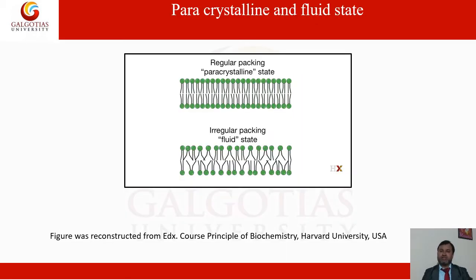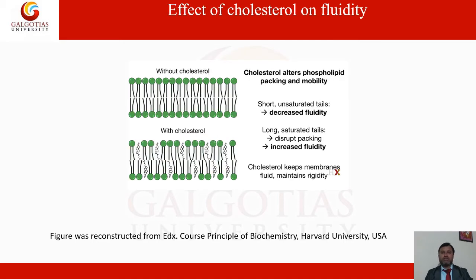So here we can see the upper structure, which is showing the paracrystalline state, when all the lipid bilayer, all the lipid molecules have regular or tight packing that forms the paracrystalline state, and it provides rigidity to the cells. While the lower figure is showing irregular packing. So irregular packing provides fluidity to the cell membrane, and the cell has a low amount of rigidity. So rigidity or fluidity can be explained by this fluid mosaic model.